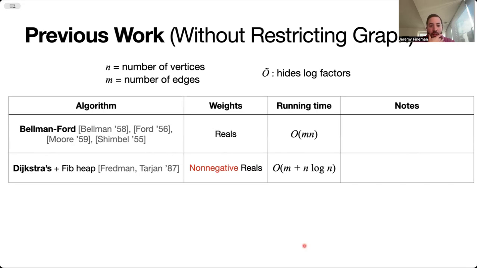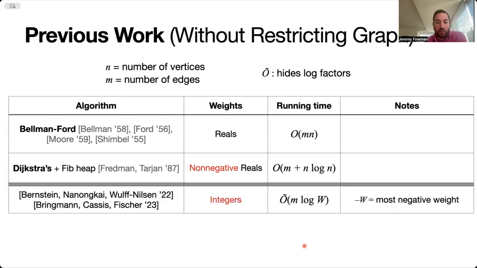For the case that the edge weights are non-negative, you can do much better using Dijkstra's algorithm coupled with Fibonacci heaps, giving a nearly linear runtime. So these are probably the algorithms that most of us are familiar with already. In the case of real weights that can be negative, Bellman-Ford was the best algorithm. But there has been significant improvement when we restrict the weights to be integers. And here I'm just going to list the best bounds.